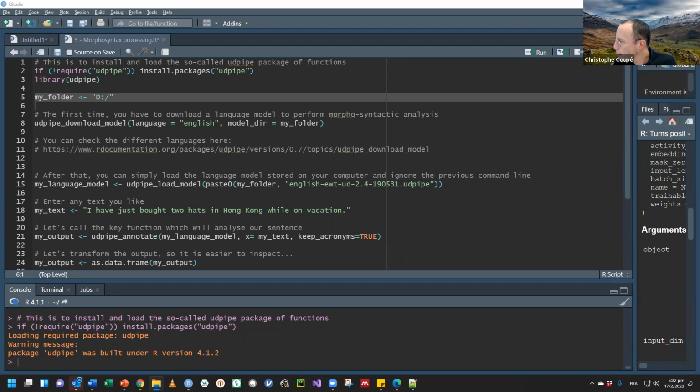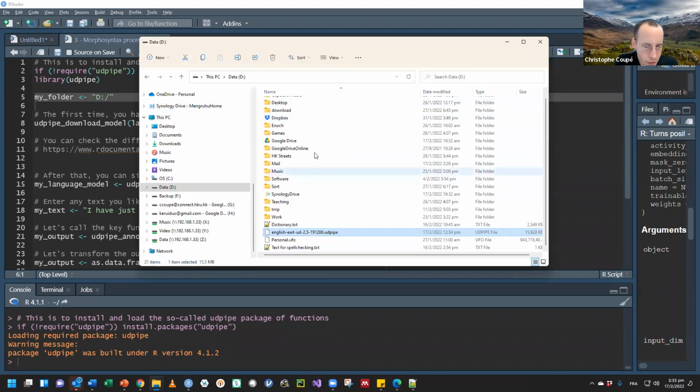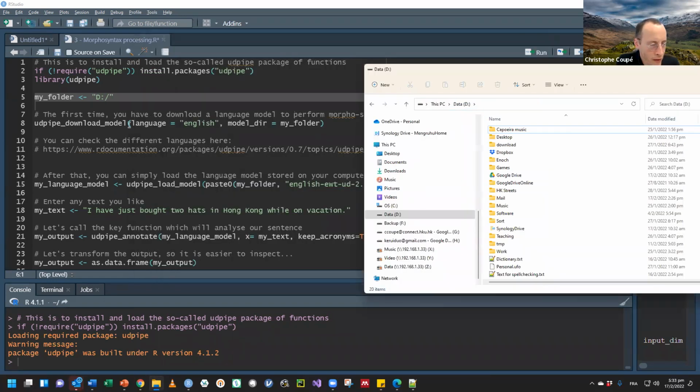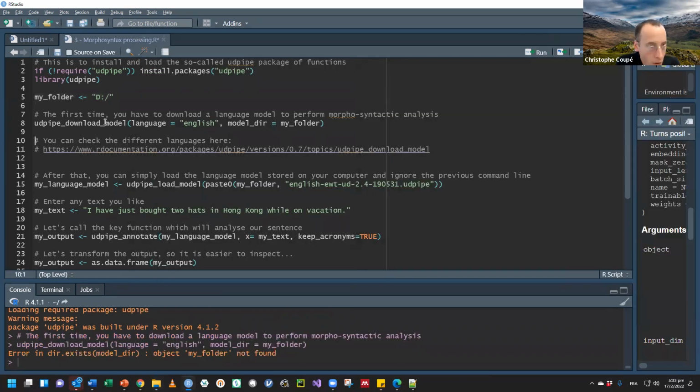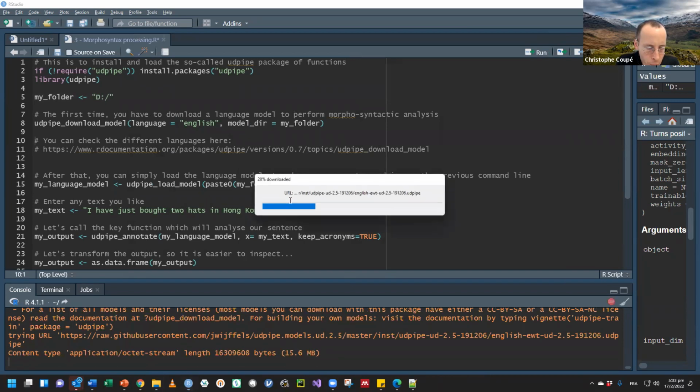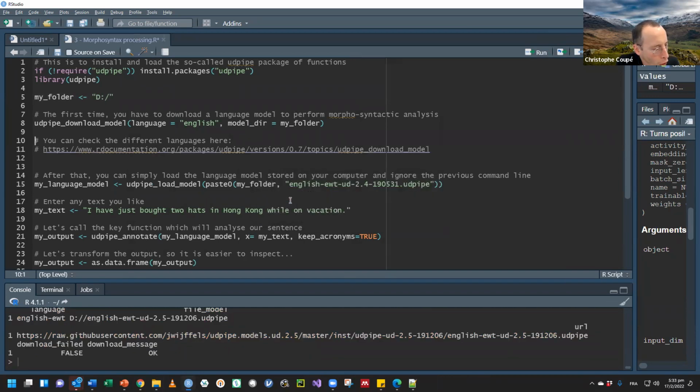All right. So this is my D folder. And you see, okay, there is a dictionary and text for spell checking from before. And now if I use the command, this one, oh, okay, I need to write my folder, sorry, my folder, download. And then it takes a bit of time, boom, it's downloaded on my computer.